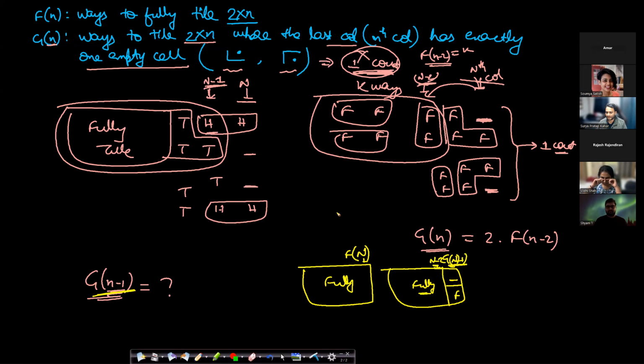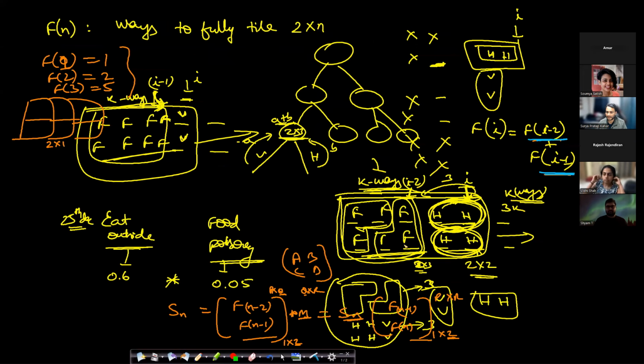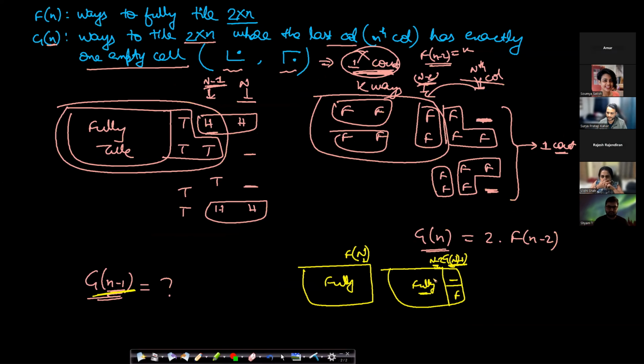We have till now not fully derived this f of n. F of n is not fully derived. I will come back to it to derive it even further, but I'm just doing it in parts. Okay. So is this clear?